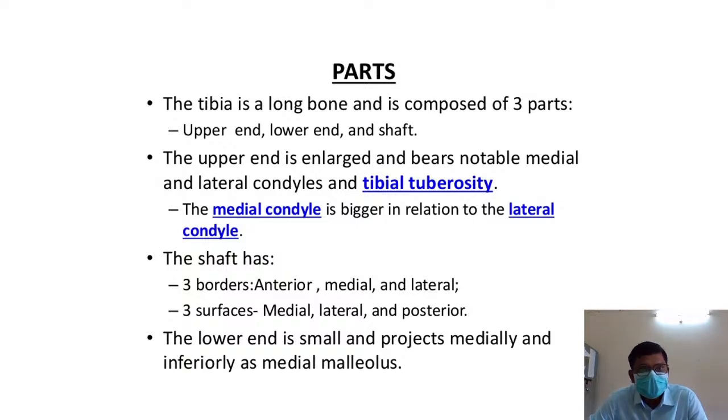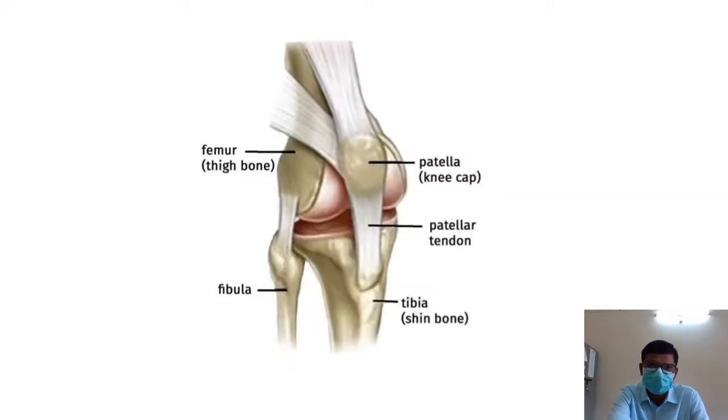Coming to the shaft, it presents three borders and three surfaces. The three borders are the anterior border, the medial border, and the lateral border. The three surfaces are the medial surface, the lateral surface, and the posterior surface. And the lower end of the tibia is small and it gives a small projection medially, which is called the medial malleolus.